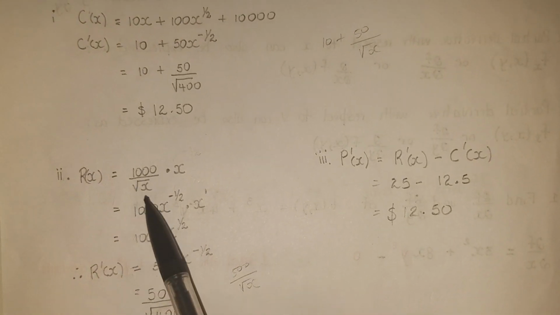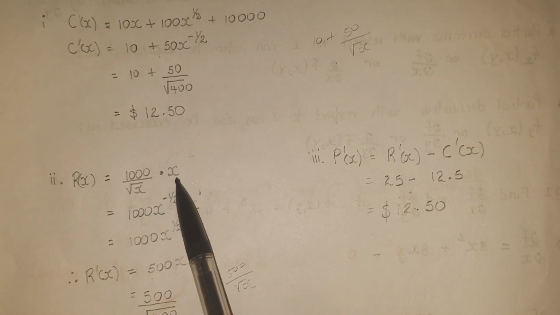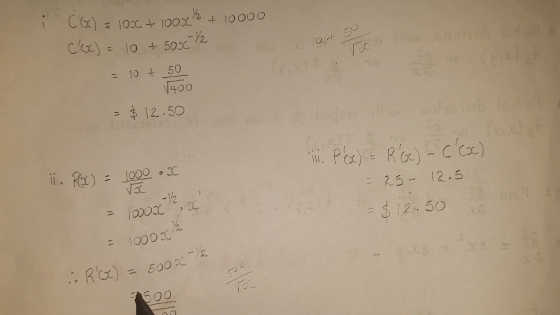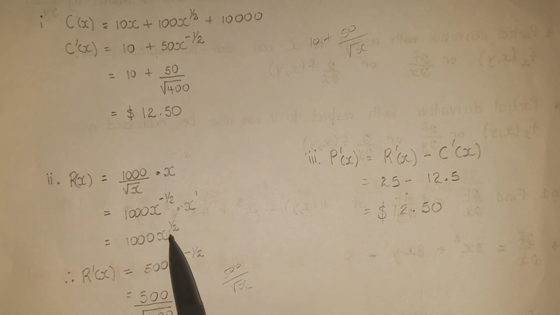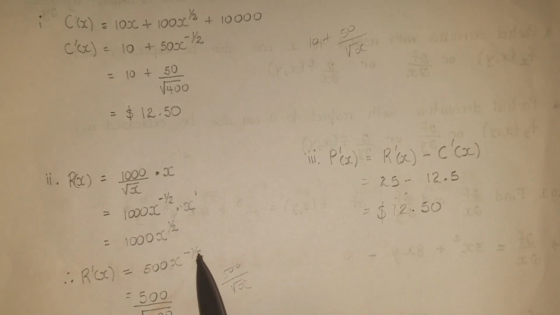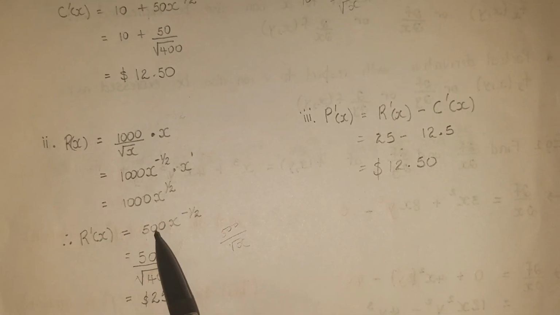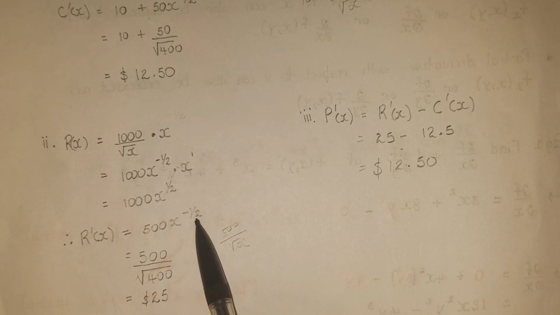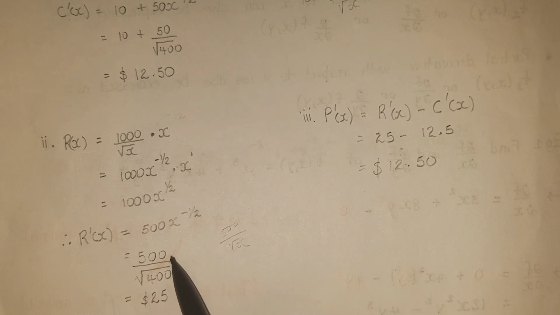So the demand is 1000 over root x, and the amount of items, so it's the price times the amount of items. So when we multiply that, we simplify and get 1000x to the half, and therefore if we differentiate this revenue function, we get R prime x to be 500x to the negative half, which is the same as 500 over root x. So now if I plug 400 in place of this x and evaluate, I get $25 as the marginal revenue.